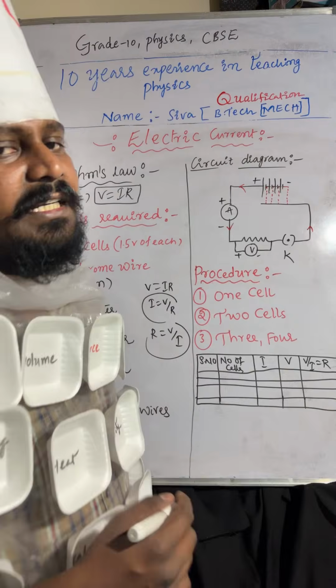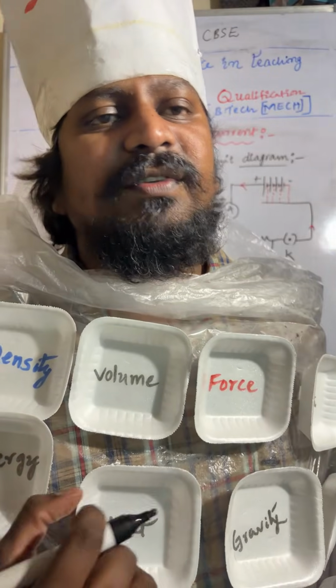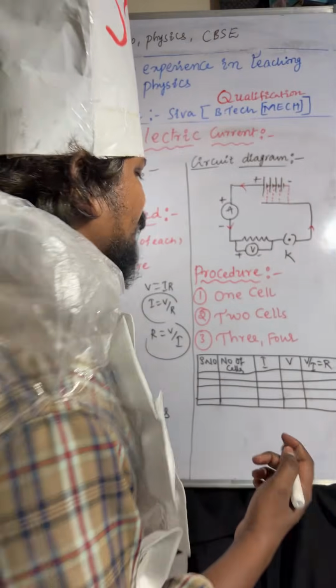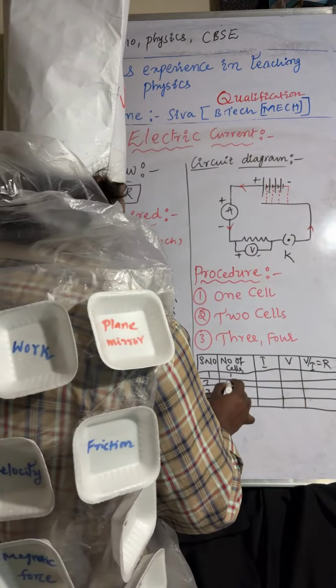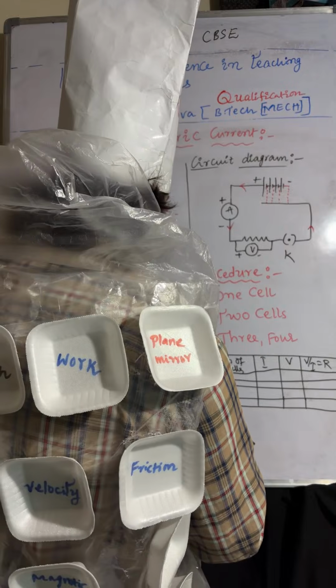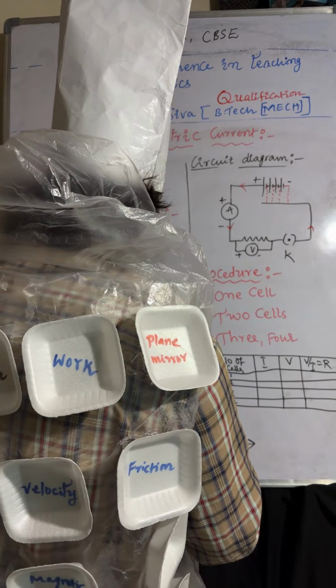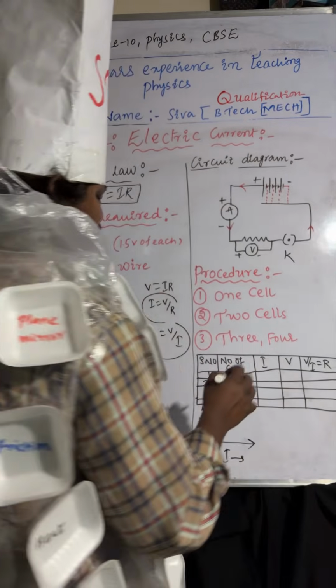So Ohm's law gives the definition of resistance. And here one more point. 1, 2, 3, 4. So I am taking V on the y-axis, I on the x-axis. The graph is linear.